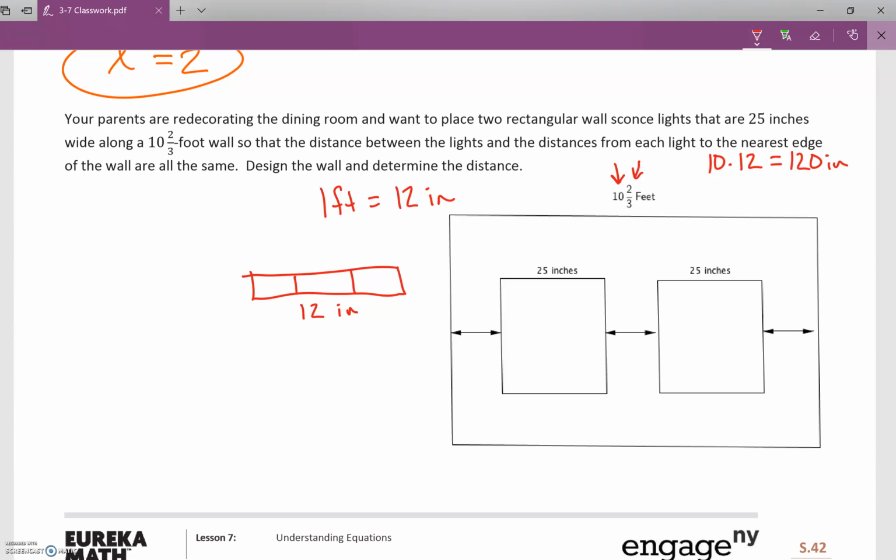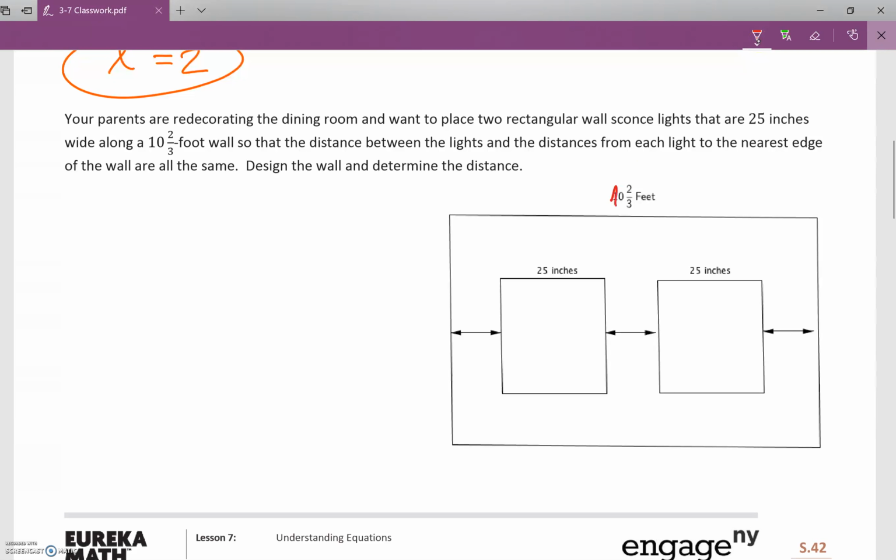If we break it into 3 equal pieces, and we want 2 of those, how many inches would that be? Well, it would be 4, 8, 12. So 2/3 would be 8 inches. So another way to write this distance, 10 feet or 10 2/3 feet, would be 128 inches.